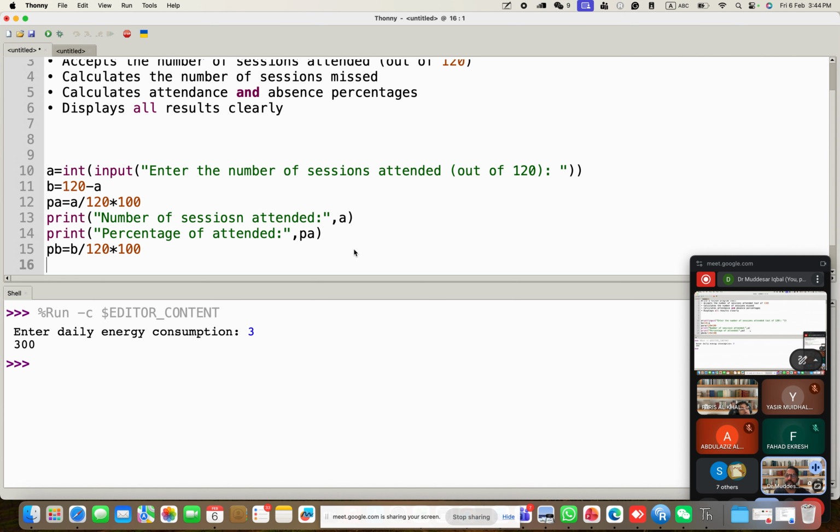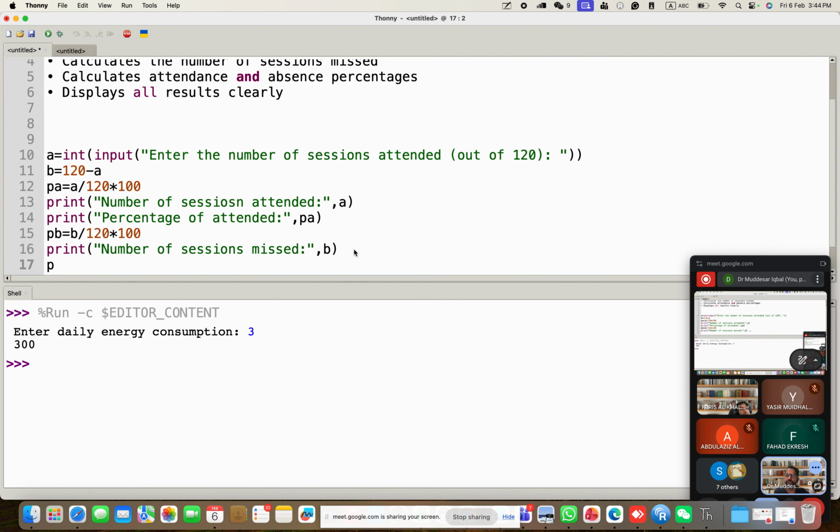Okay, and then what you need to do is print the same thing again. Number of sessions missed, right? And that would be simply B. And then I say percentage of sessions missed, PB. You can say session missed or missed, it's okay. Okay, and that's it. These are all results, right? Attended, missed, percentage of attended, percentage of missed, and you're already done.